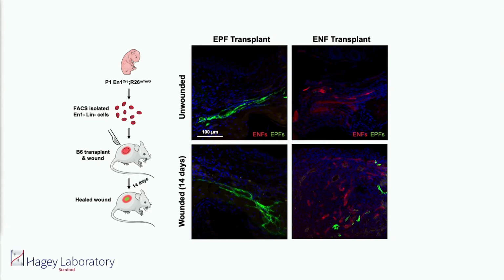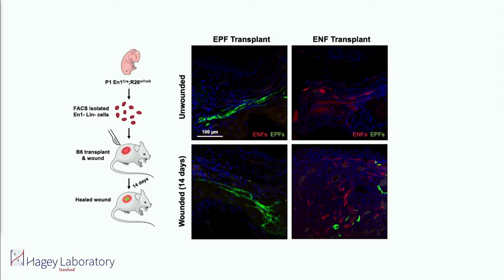And then we wounded in the area where we engrafted, and we looked by fluorescence histology to see what the cells are doing. If you look in the top row, you'll see that in unwounded skin, EPFs and ENFs both just maintain this quiescent morphology. They're not really actively laying down collagen, as we would expect. And in scars, engrailed positive fibroblasts, as you see in the bottom left panel, take on this activated, stellate cell shape. They begin secreting collagen. They're doing the things that we expect a scar culprit fibroblast to be doing.